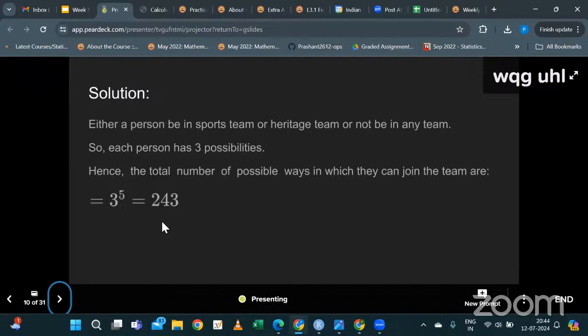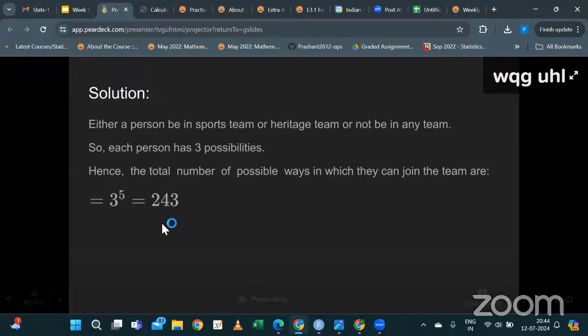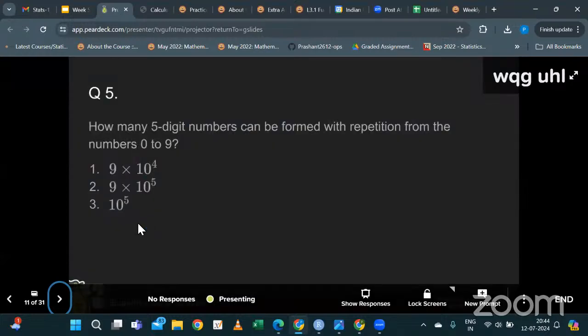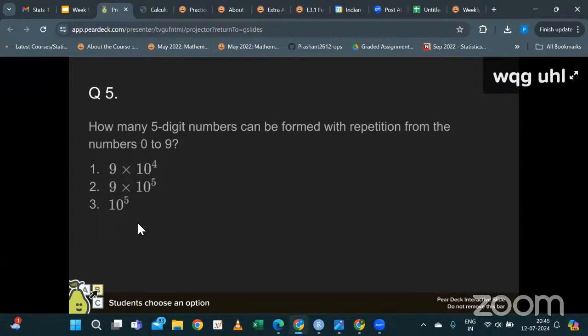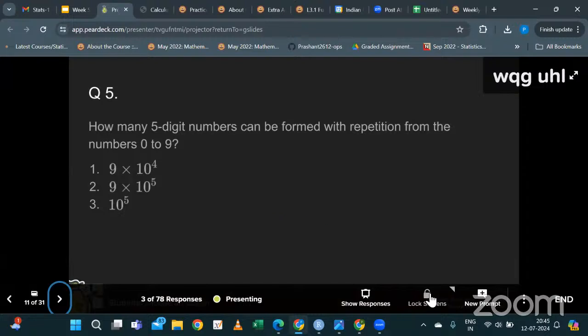Is this clear? Yes, sir. Okay. So for this question you have to be a little bit careful. It is asking how many 5-digit numbers can be formed with repetition from the numbers 0 to 9. So I'm going to give you 1 minute for this, and do let me know if you need extra time.